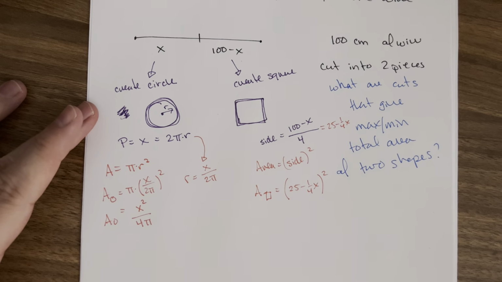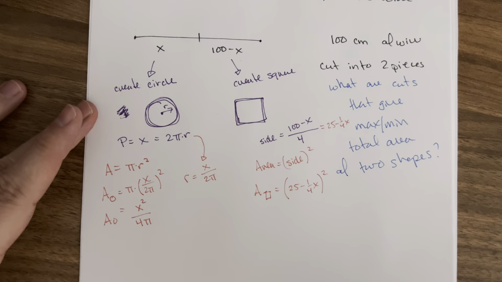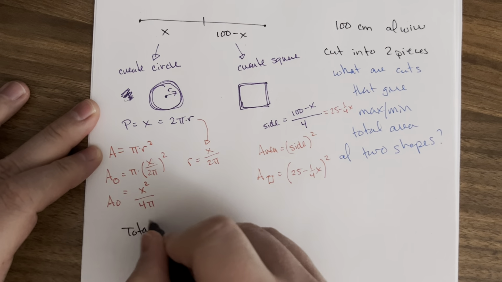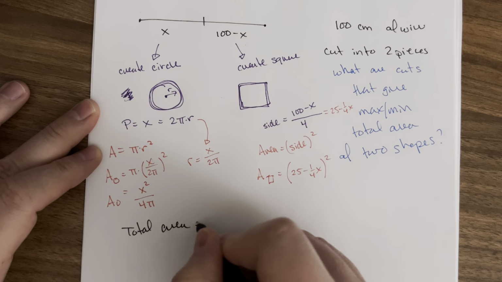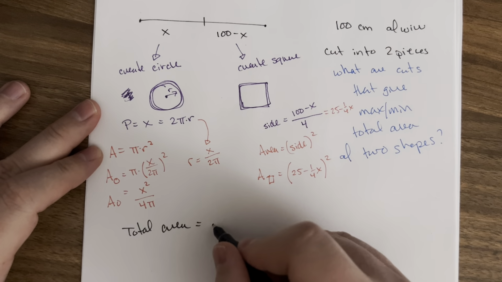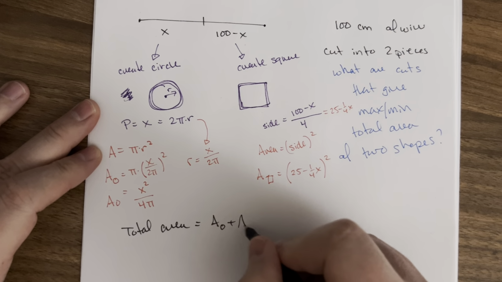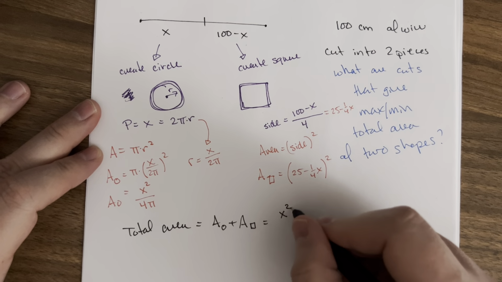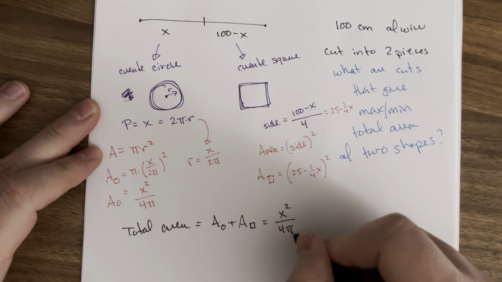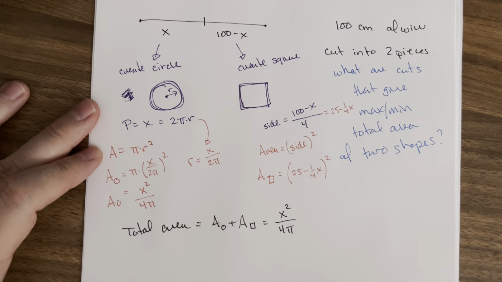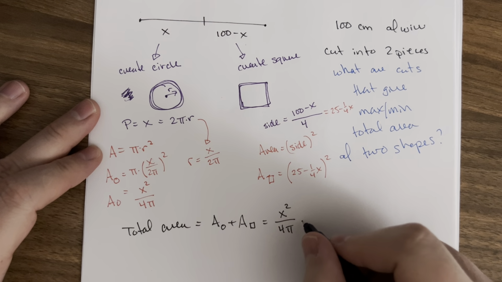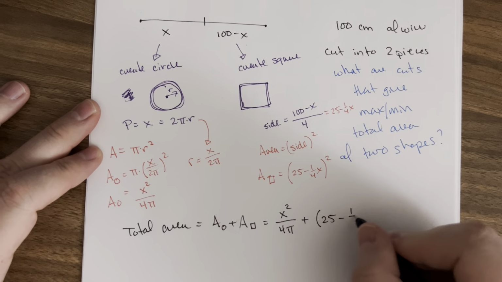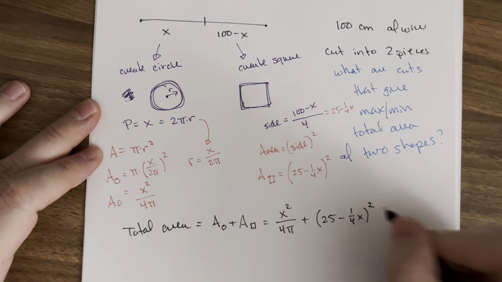The total area, then, if we combine these two together, becomes the area of the circle plus the area of the square. And so that would be x squared over 4 pi. We can think of this as 1 over 4 pi times x squared plus quantity 25 minus 1 quarter x, squared.